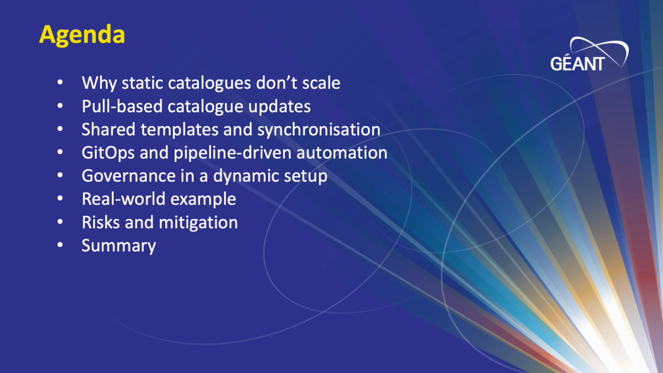We will explore the role of shared templates and how even small updates can automatically flow across domains. Then, we'll introduce GitOps as a way to automate and validate catalog changes, followed by examining how governance fits into this approach. A real-world example will help bring these ideas to life, and we'll wrap up by looking at the risks involved and how to manage them.